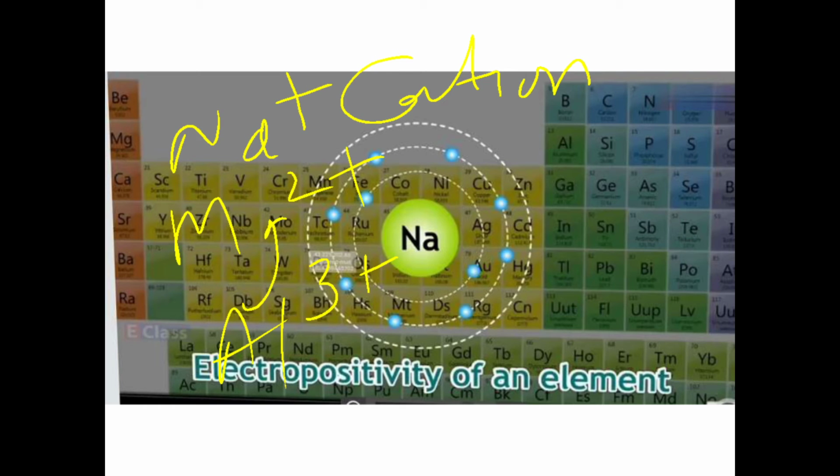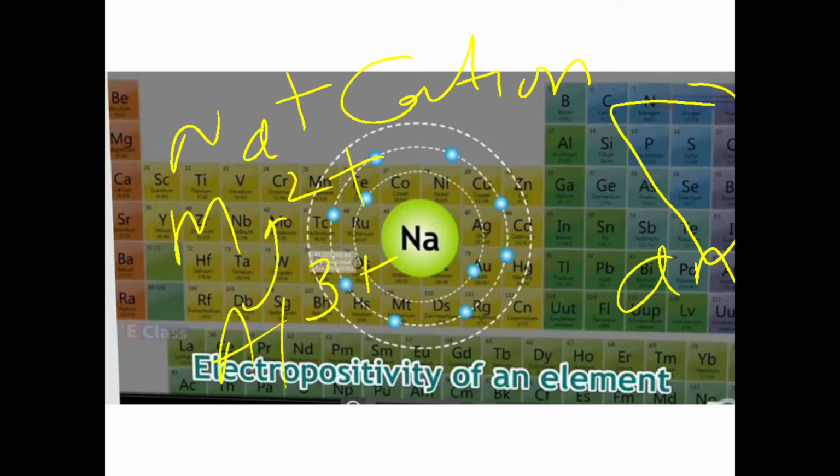Correct? So metals form cations, and the non-metals, here phosphorus, sulfur, chlorine, all of these form anions. Correct? So we get anions from non-metals and cations from metals. So from this we understand that metal atoms have a tendency to form a cation by losing the valence electron. Children, this property is called the electropositivity of an element.